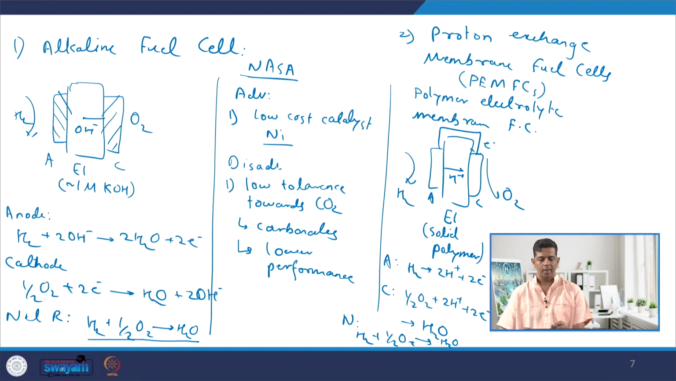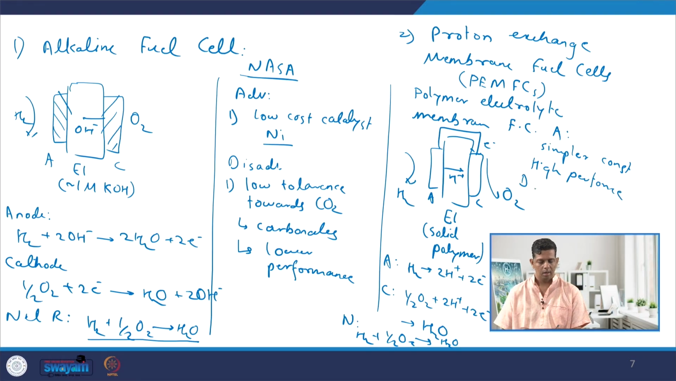The advantages, as we can see: it is very simple in construction. I would say a simpler construction that ultimately leads to a compact device, and it has very high performance. Performance is better. What are the drawbacks or disadvantages?